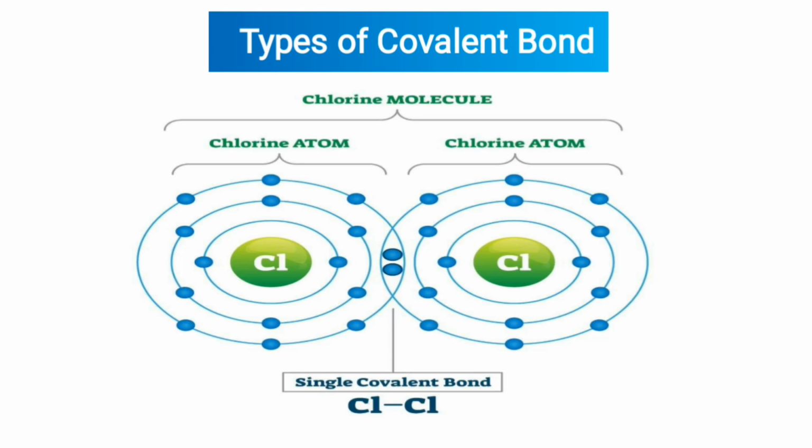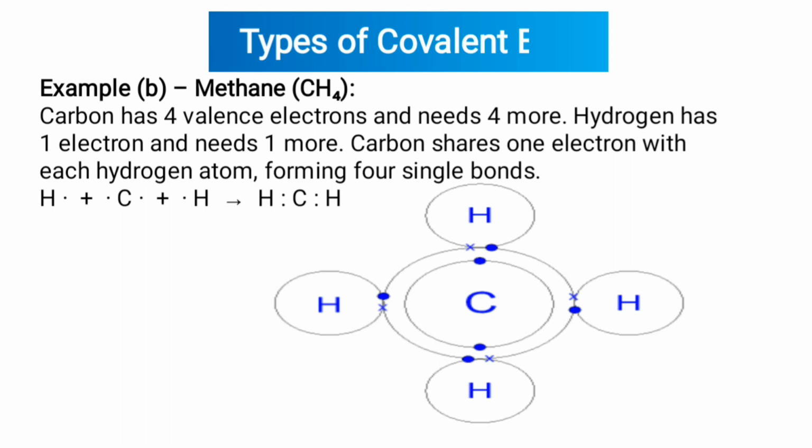One chlorine atom has 7 electrons in its outer shell, and the second one also has 7 electrons in its outer shell. When they share one electron and form a covalent bond, this is a single covalent bond. One pair of electrons, two electrons, is shared between the two atoms. And the second example is methane, CH4.